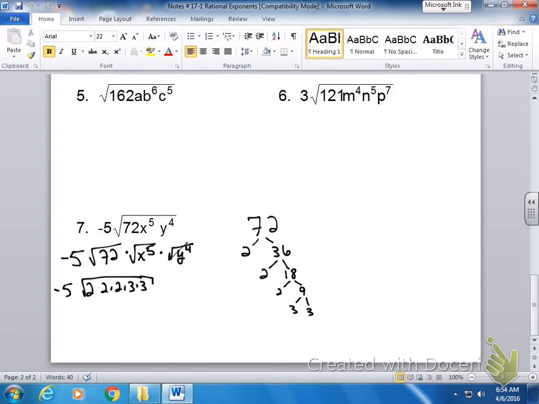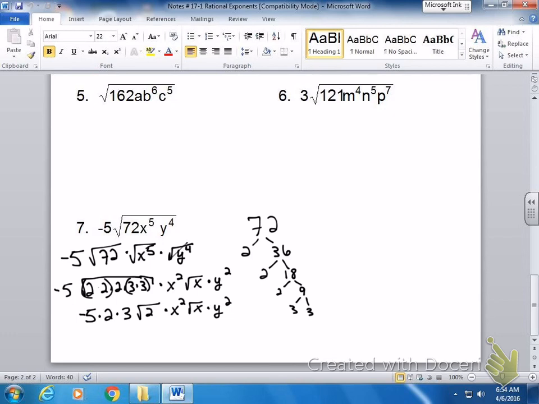And then I know that x to the 5th, the square root of that, is x squared with an x left inside. And I know the square root of y to the 4th is y squared. Now I just need to pull out my pairs. I've got a pair of 2's and a pair of 3's, and I can do my multiplication. So that's a negative 5 times I can take out a 2 times I can take out a 3, and I have the square root of 2 left. I know I have x squared, square roots of x, and I know I have y squared left as well. So now I just have to combine all my terms, and I'm good.